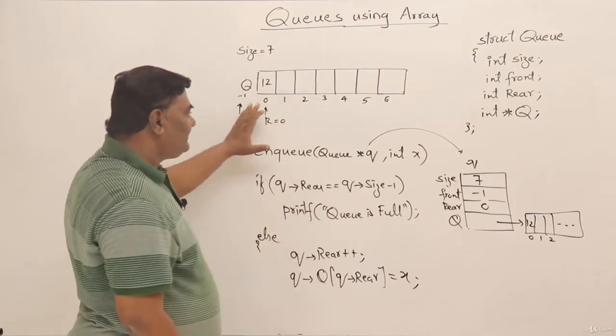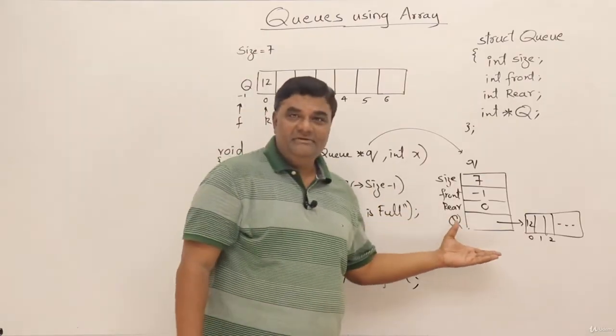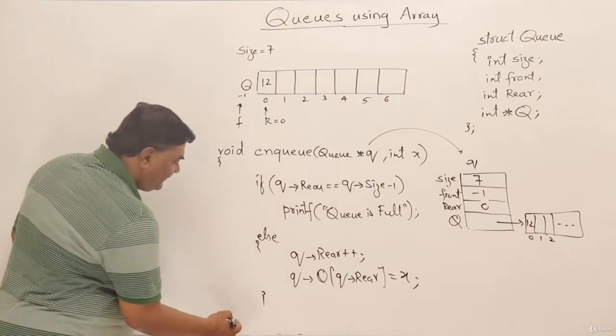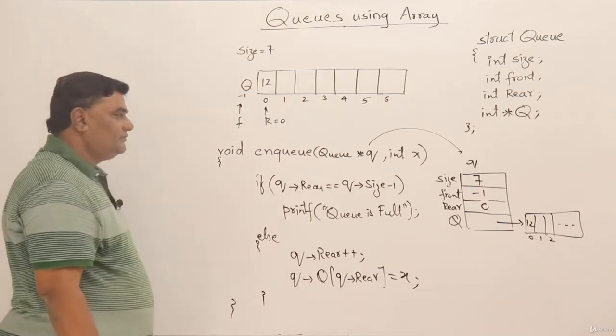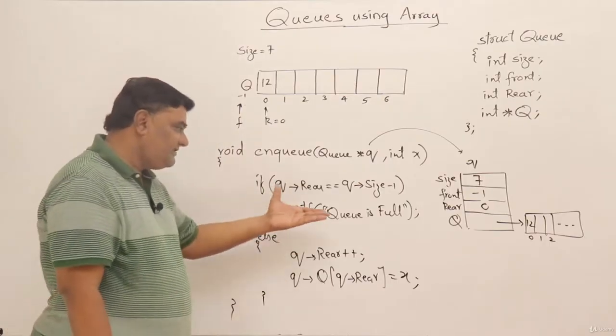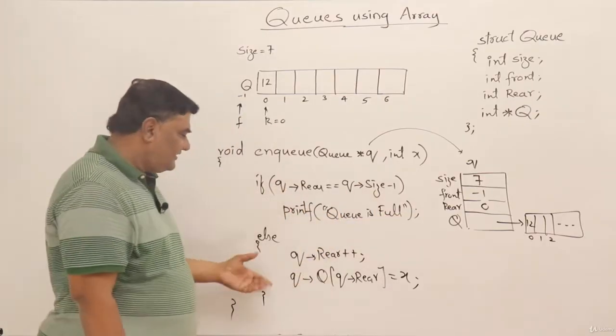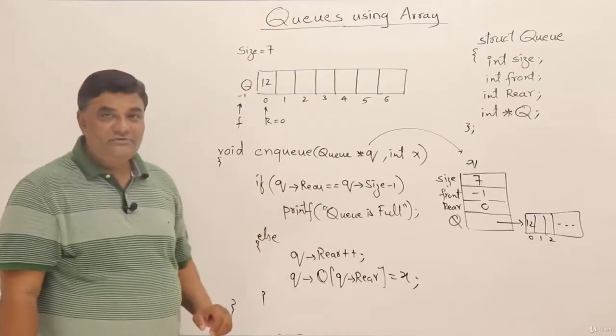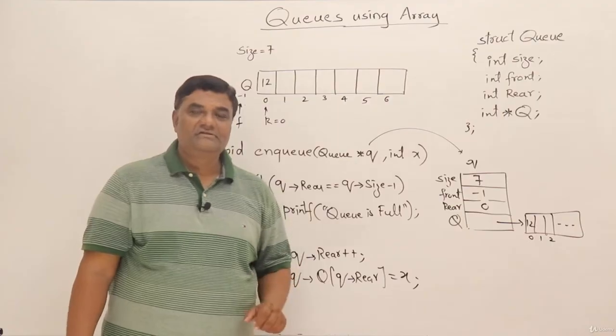But we are visualizing it like this. This is how it happens inside memory. That's all: end of the function, end of the else part and end of NQ. The steps are simple: either print that it is full, or else two steps. So the time is constant. From the code also you can see that the time is constant.